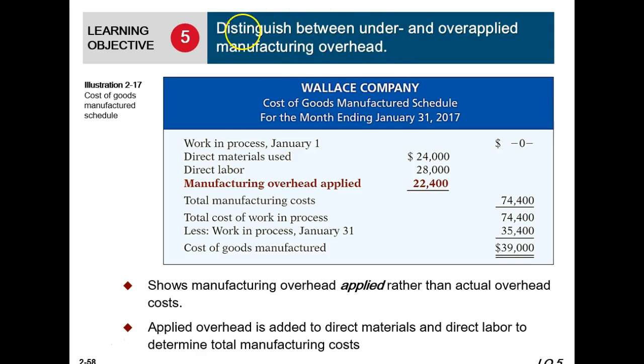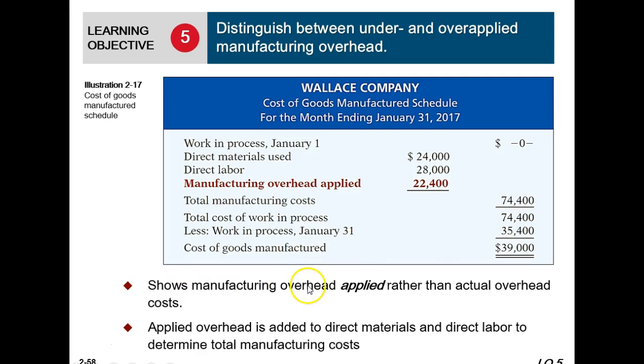So this objective is to distinguish between under or over applied manufacturing overhead. As you see here, we took our work in process, started at 0, we added our direct materials, direct labor, and we applied manufacturing overhead. So we put all that into work in process, less what's still work in process at the end of the period, we show as cost of goods manufactured.